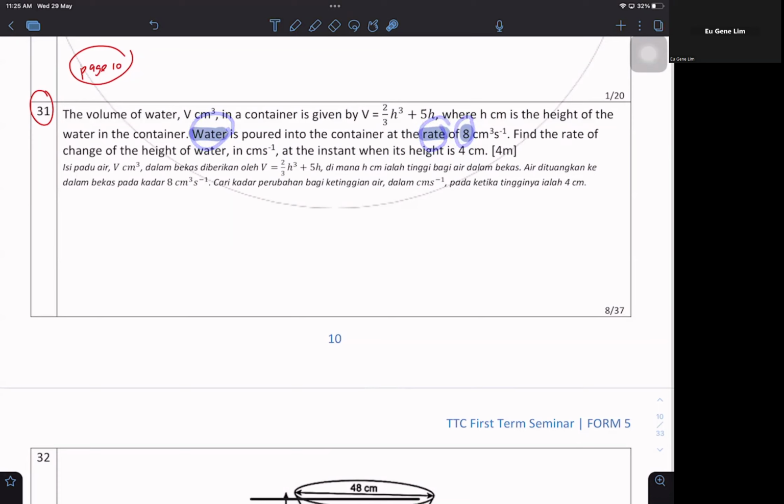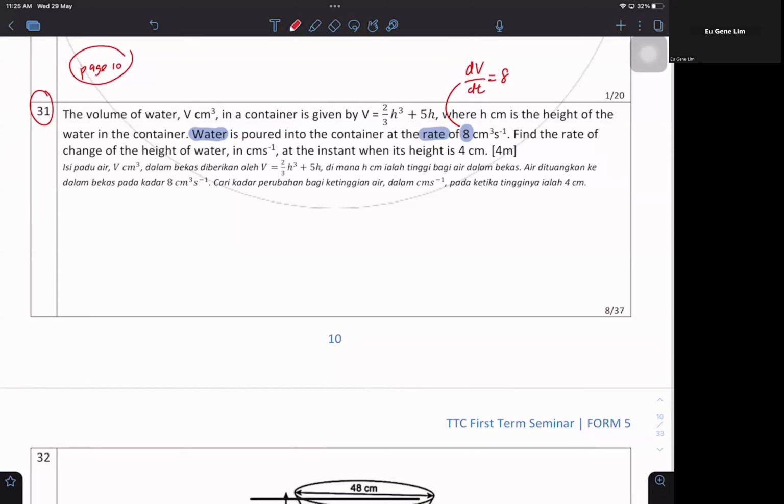Now you think like this. Rate is dt, right? dt always at the bottom, right? Then what is on top? Water. Water is volume. So dV/dt equals 8. Understand? You get the idea? This is how you should approach rate of change questions.